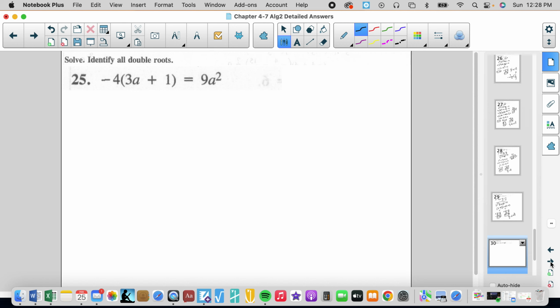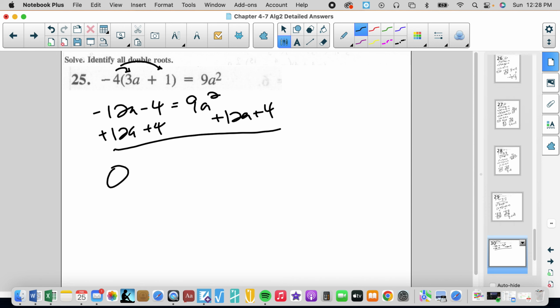So let's simplify. So that's negative 12a minus 4 equals 9a squared. We want our largest term to be positive, so we'll move those things to the right. Plus 12a plus 4. 0 equals 9a squared plus 12a plus 4.